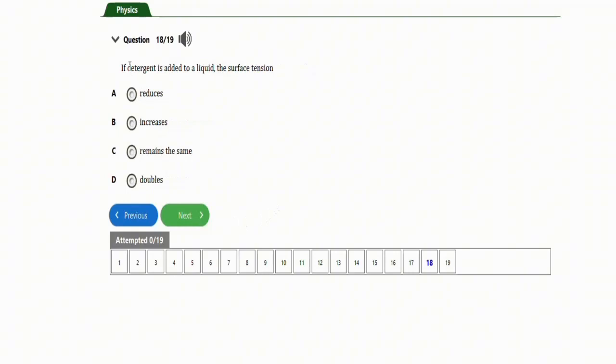It says if detergent is added to a liquid, the surface tension reduces. Alright, so the correct option here is what? Option A. Okay, lastly, before we call it a class, this question says which of the following liquids has the highest surface tension? Now the correct option here is option A, which is mercury. Mercury has the highest surface tension.